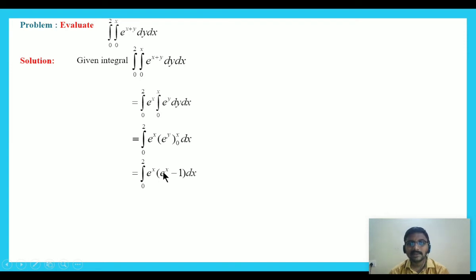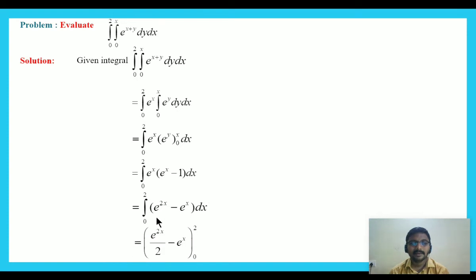Now multiplying with e power x, e power x into e power x is e power 2x minus e power x, into dx. Clearly, the double integration is reduced to a single integration. Now we can apply the single integration.